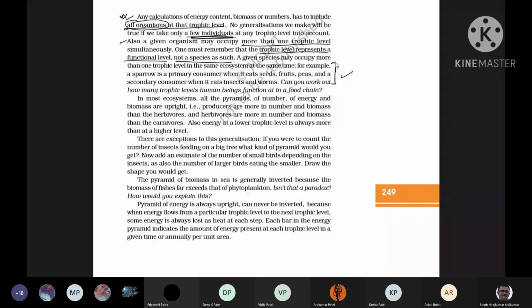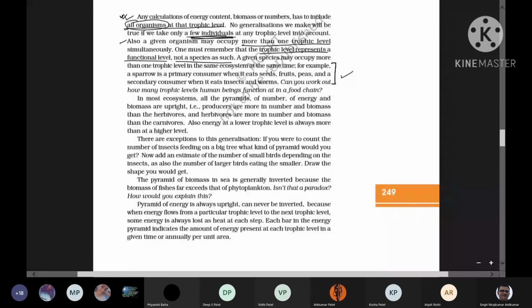Okay, all right. So see here another important thing: we'll take all the organisms in that trophic level in a particular ecosystem, not a few individuals, for making the pyramid. Apart from that, many times more than one species may take more than one trophic level. I mean, एक species एक से ज़्यादा trophic level में involve होते हैं for their functionality, right? As well as they act as secondary consumer. So when primary consumer, when they have the seed, fruit, peas, right? So they are primary consumer. But when they eat insect, worm, then they are secondary consumer.